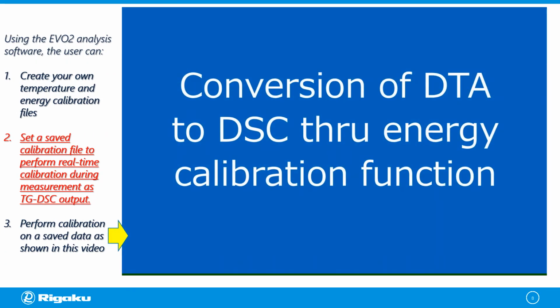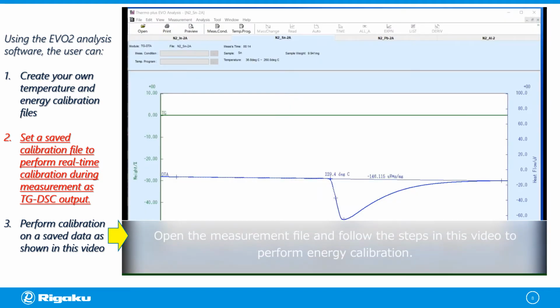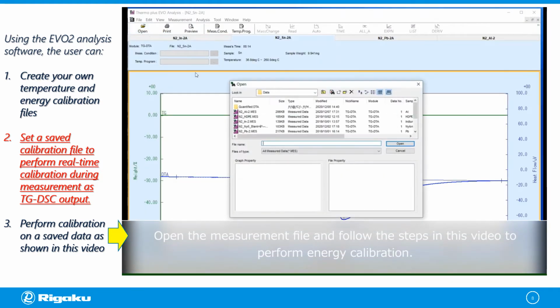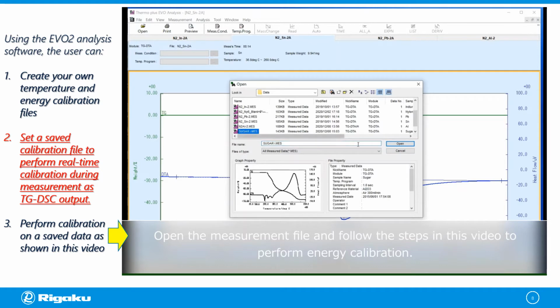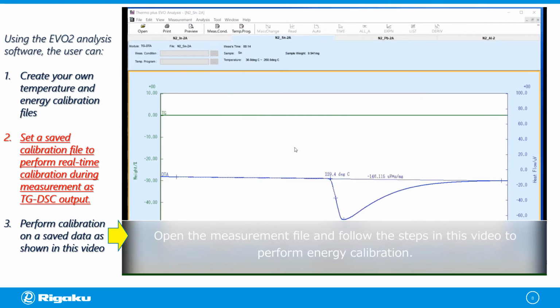Using the EVO2 analysis software, you can create your own temperature and energy calibration files, or you can set a saved calibration file to perform real-time calibration during measurement as TG-DSC output, or you can perform calibration on measured data as shown in this video. The steps shown in this video are performing temperature and energy calibration on a TG-DTA data as TG-DSC output.